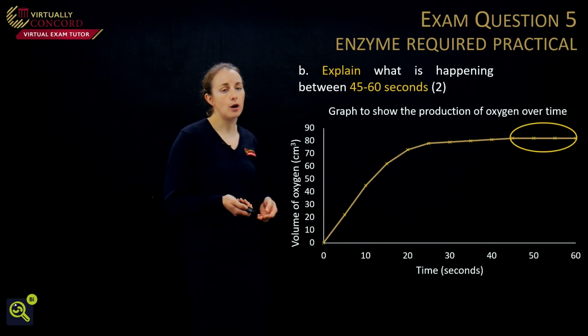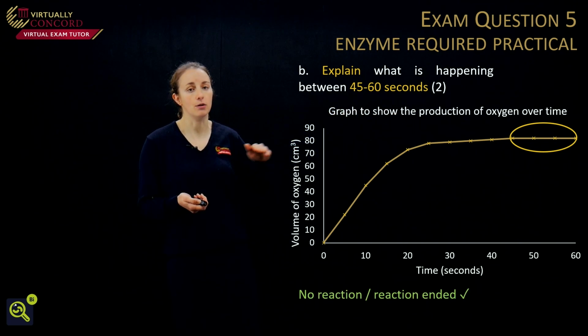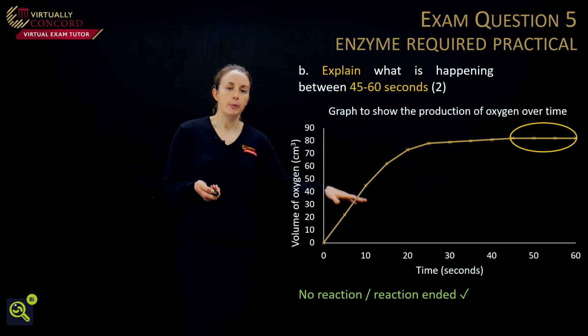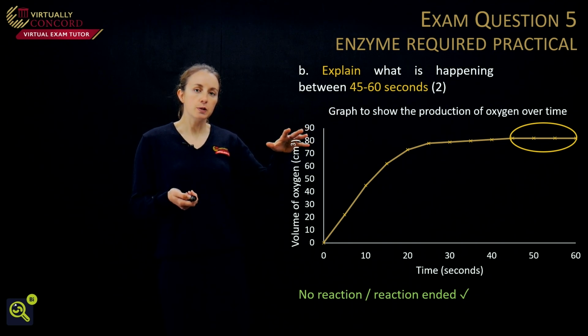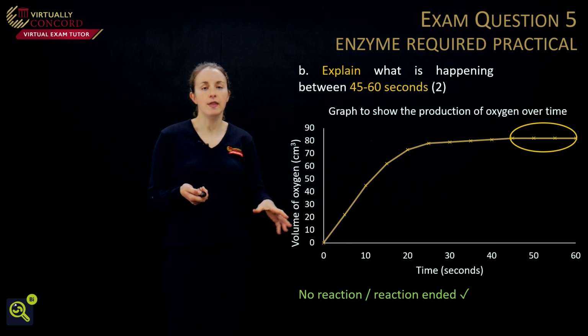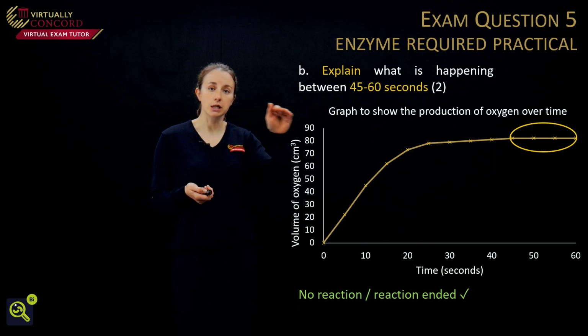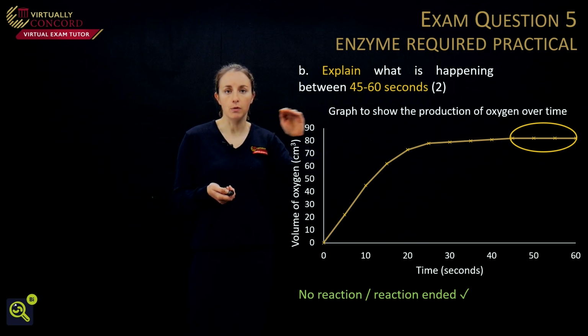So I've circled that part of the graph for you, and essentially it's levelled off, and that's because nothing is happening. So no reaction, the reaction has ended. It is worth just pointing out that this is a time graph, and therefore if it levels off, that means nothing's happening. If this was a rate graph, if we had something like substrate concentration along the bottom and then we had rate up the side, if that graph levels off, it means you've reached a constant rate of reaction. So it might be, say, a constant maximum rate of reaction.